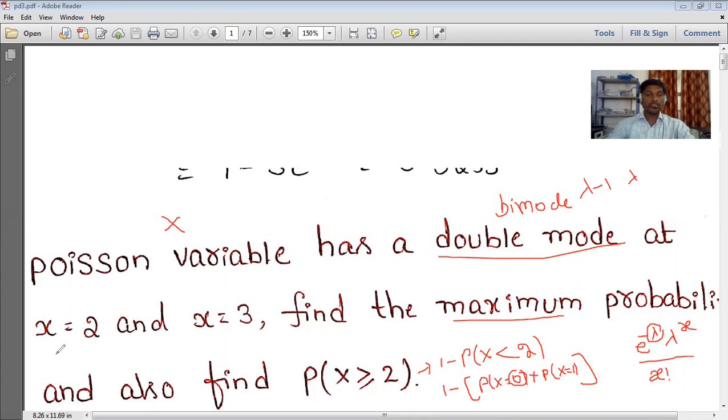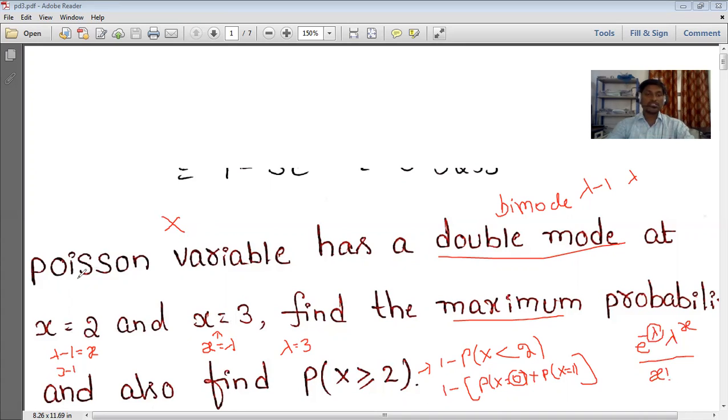Simply compare these two. The modes are x equal to lambda minus 1 and x equal to lambda, so we got the same form. What about lambda? Lambda is equal to 3. So x equal to lambda is x equal to 3, and x equal to lambda minus 1 is 3 minus 1, which is x equal to 2. So lambda we know. Then we can find P of x greater than or equal to 2.